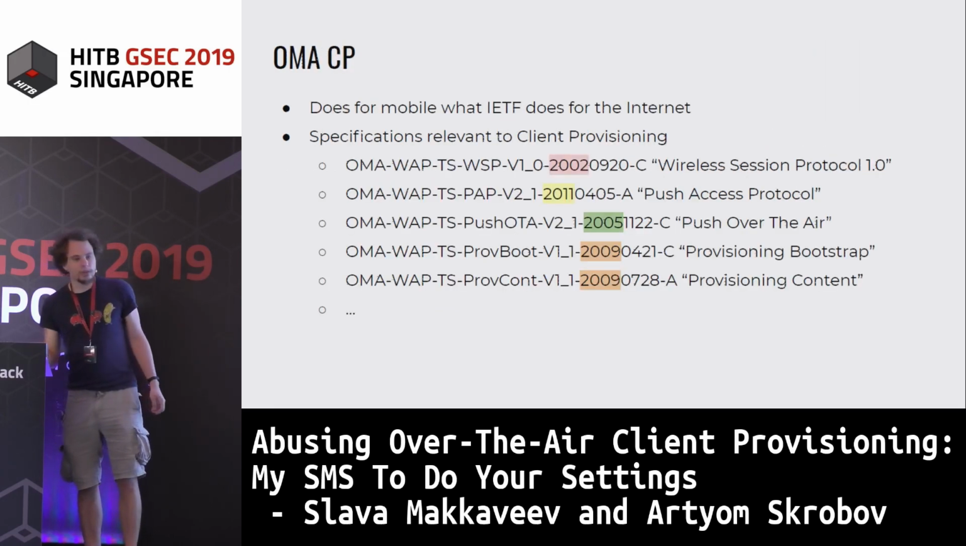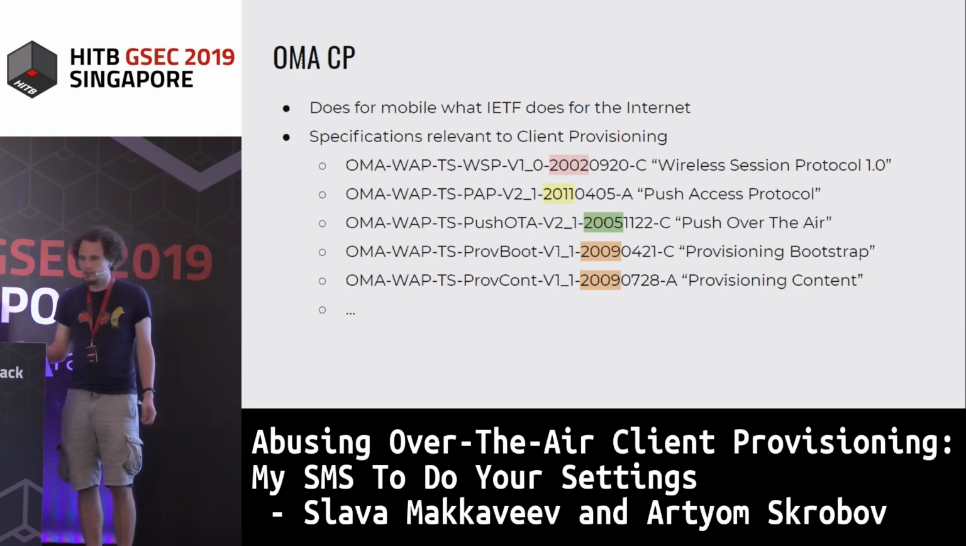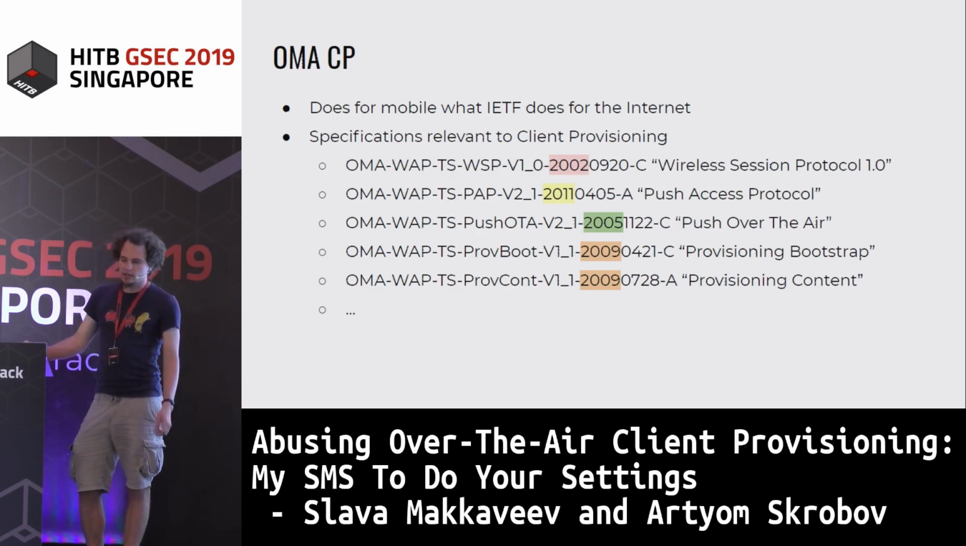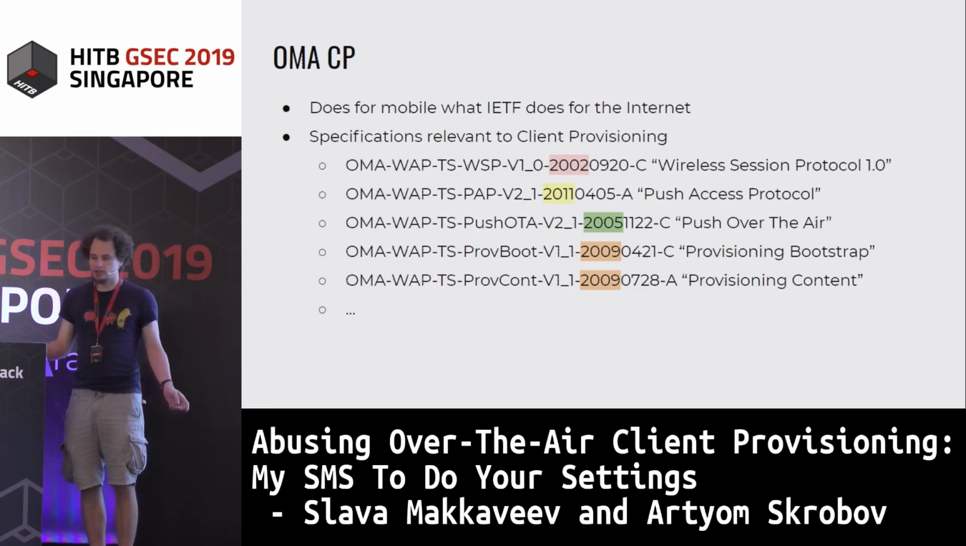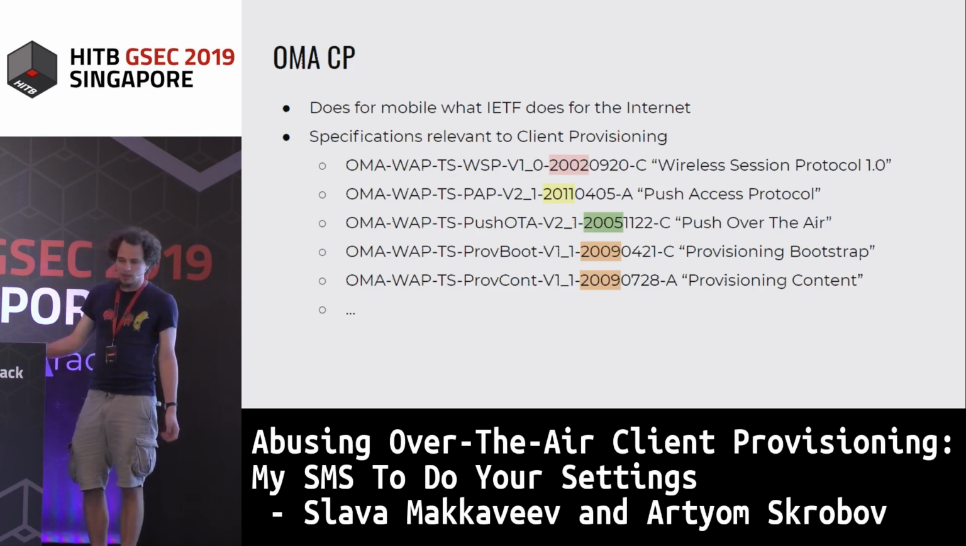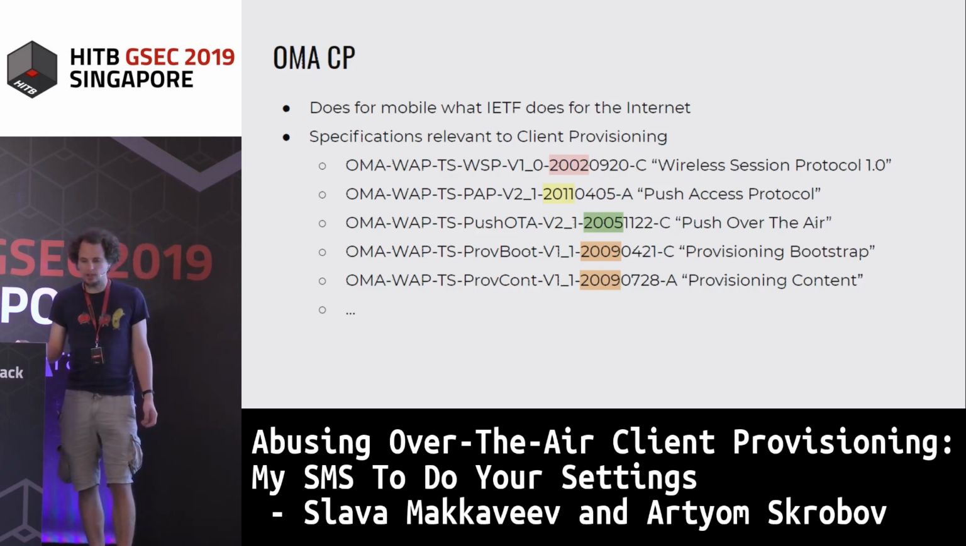So what OMA does is it writes specifications, much like the IETF releases their own RFCs, which are identified with just serial numbers. Specifications by the Open Mobile Alliance have more structured hierarchical names, which also include a version number and a release date and a revision letter. So the specifications which are relevant for client provisioning are shown on this slide.